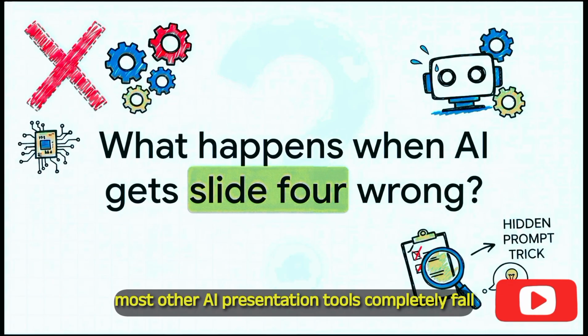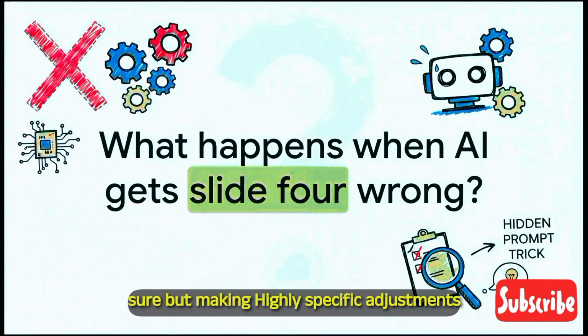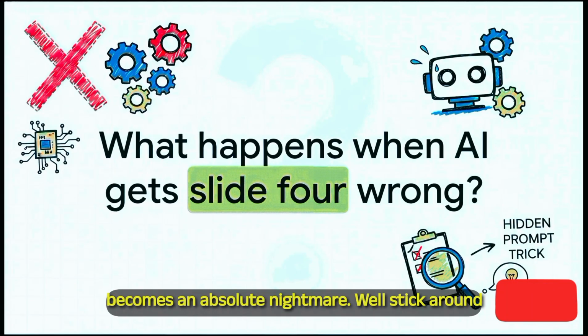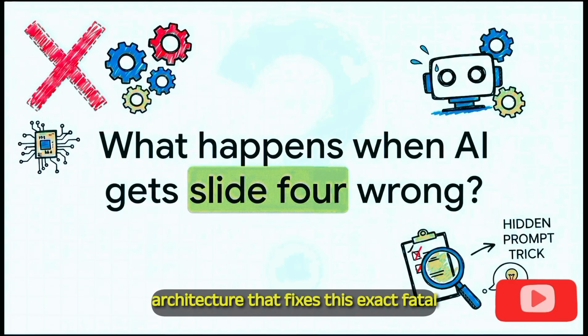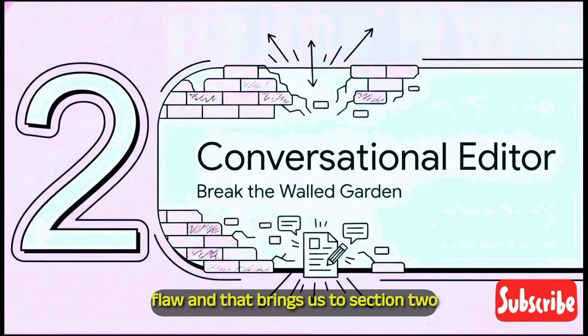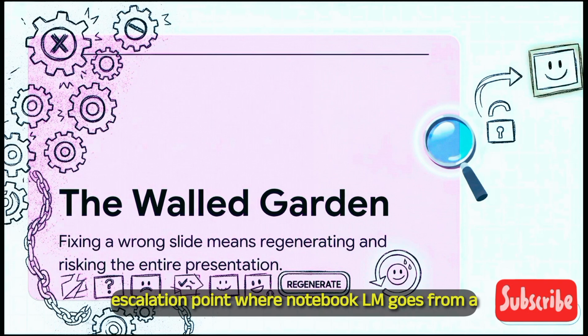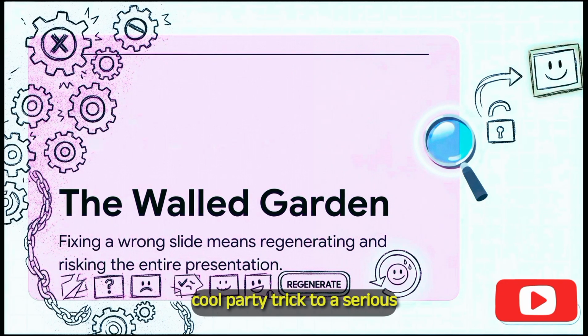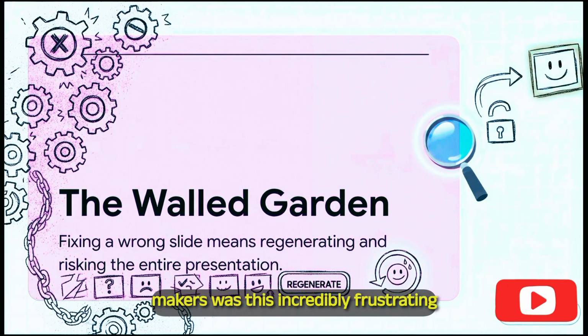This is exactly where most other AI presentation tools completely fall flat. They give you a decent initial draft, sure, but making highly specific adjustments becomes an absolute nightmare. Well, stick around because I'm going to show you the hidden prompt trick in this system's architecture that fixes this exact fatal flaw. And that brings us to Section 2, the Conversational Editor, breaking the walled garden. This is the escalation point where NotebookLM goes from a cool party trick to a serious, high-end professional workflow. The absolute worst part of older AI slide makers was this incredibly frustrating limitation.